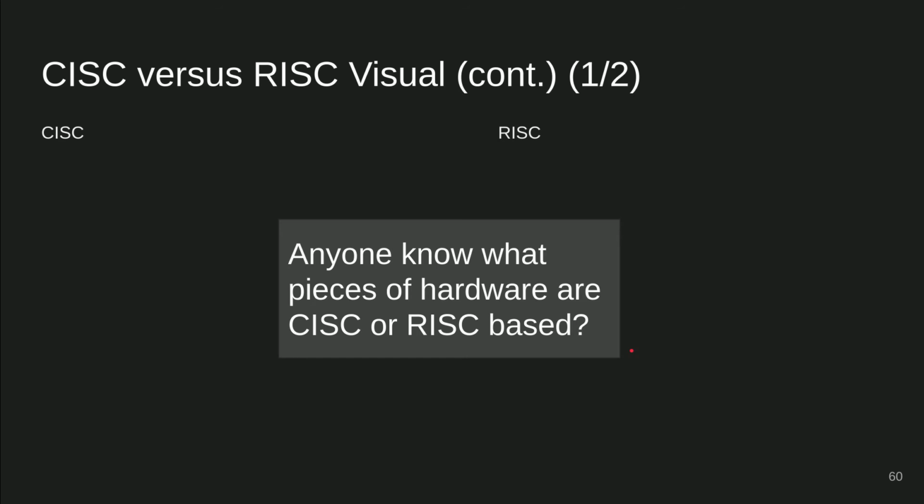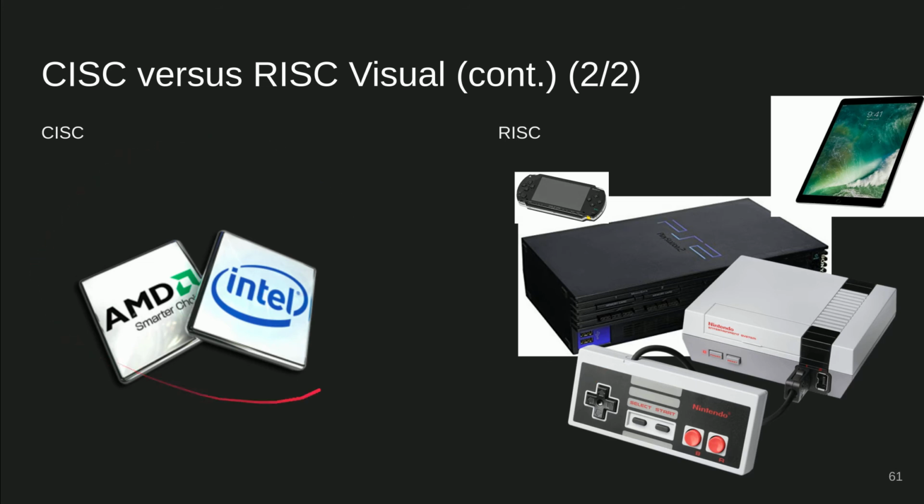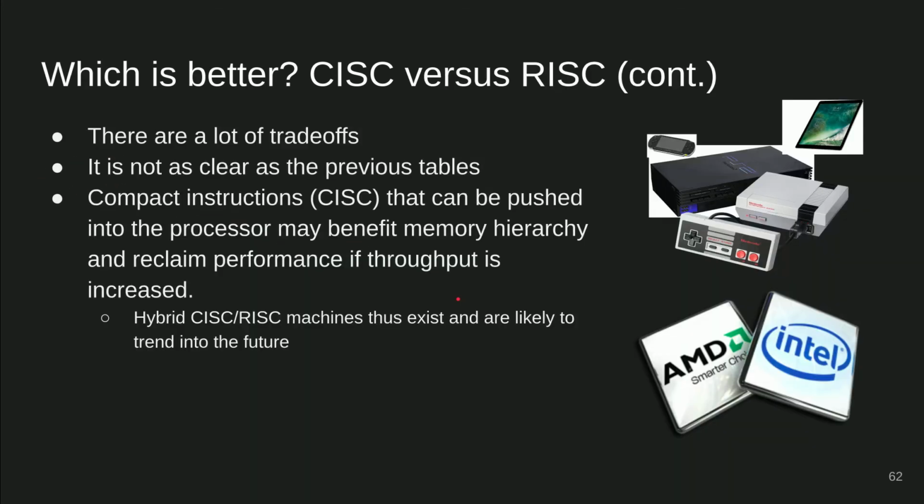Now here's kind of a fun one. Does anyone know what pieces of hardware are CISC or RISC that you might own? I'll again let you pause and think about this. If you've paused and thought about it, your complex instruction sets are your general computers, like your desktops and your laptops. And your RISC instruction sets are very simple. They're your consoles, maybe your iPad, maybe your phones are RISC, because they're very simple and they're usually a little bit more energy efficient. Whereas your CISC ones, you can afford to use more energy and have more general purpose computing. Okay, so which is better?